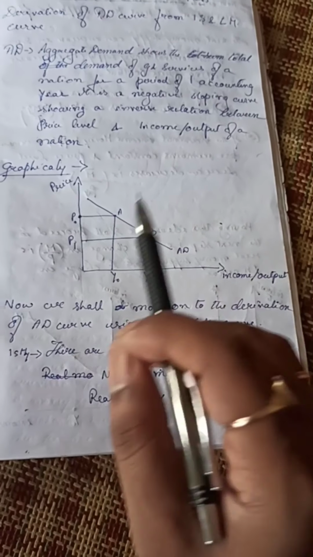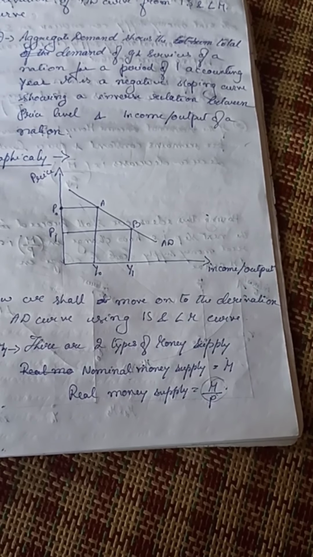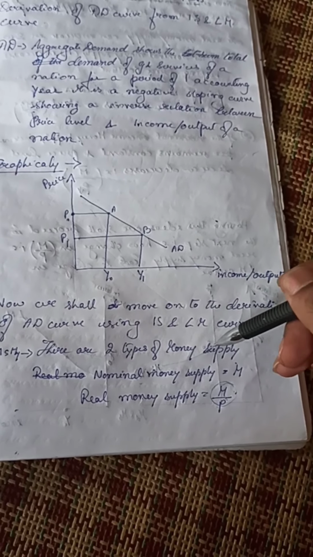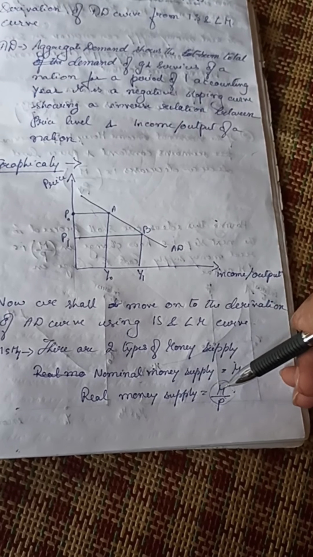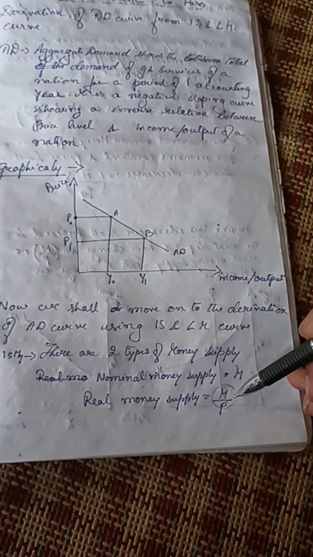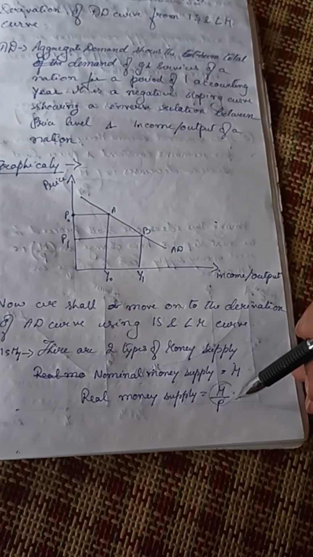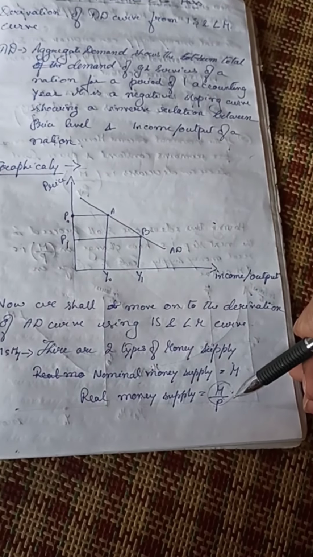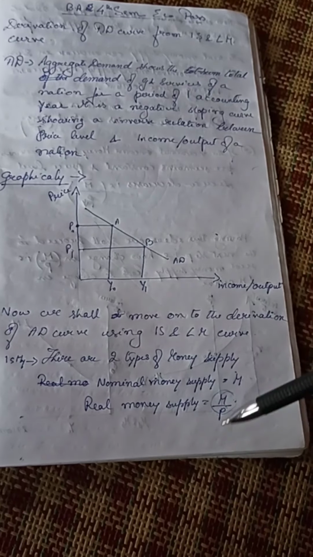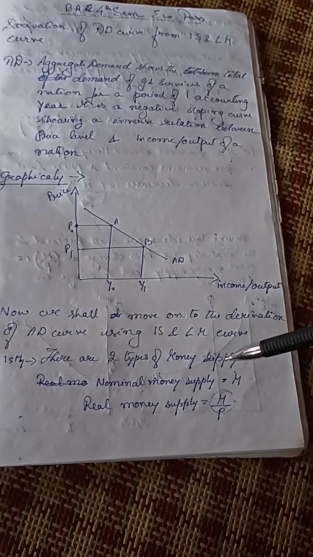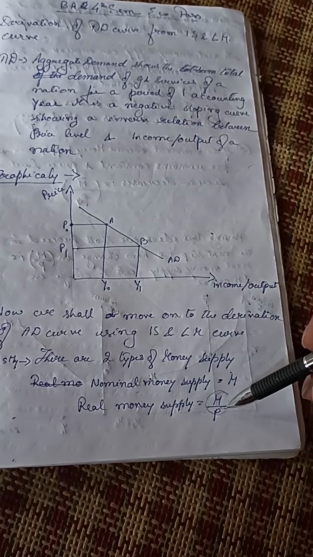Before the derivation, we have to have some idea regarding what is real money supply. Money supply can be of two types. One is nominal money supply, which is denoted by only M, and the real money supply is denoted by M by P. Here, P implies the price level. This is the money supply after taking into consideration the inflation rate. So while deriving the aggregate demand through the IS-LM method, we shall use this concept of real money supply.